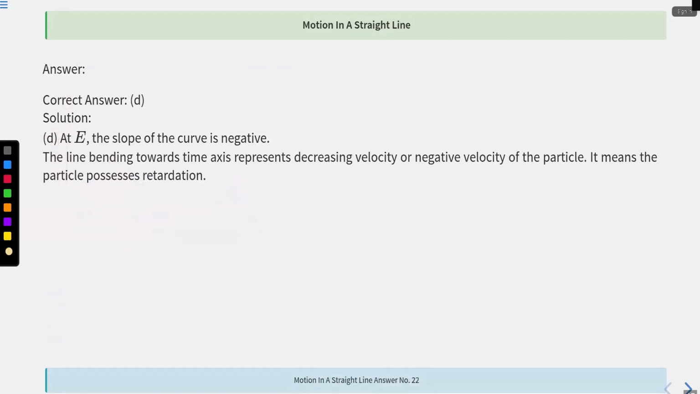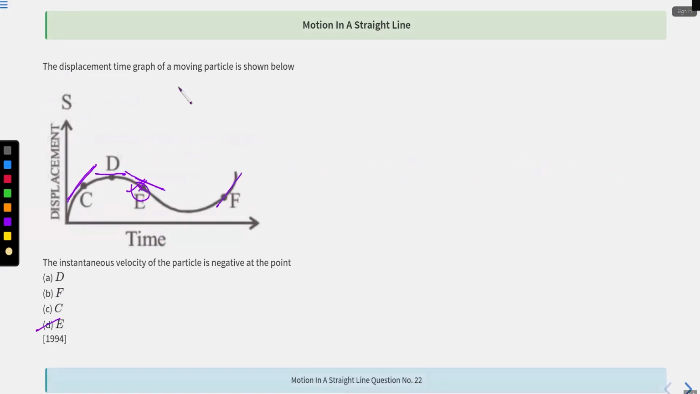Okay, I hope everyone is on the same page, because at E, the slope of the curve is negative. The line bending towards the time axis represents decreasing velocity, or negative velocity, of that particular particle. This means that the particle possesses retardation, correct? Negative at a point means it's E, okay? If they have asked maximum, then this would be at point C or at point F. You have to just note that down. Okay, it can be at point C or at point F.